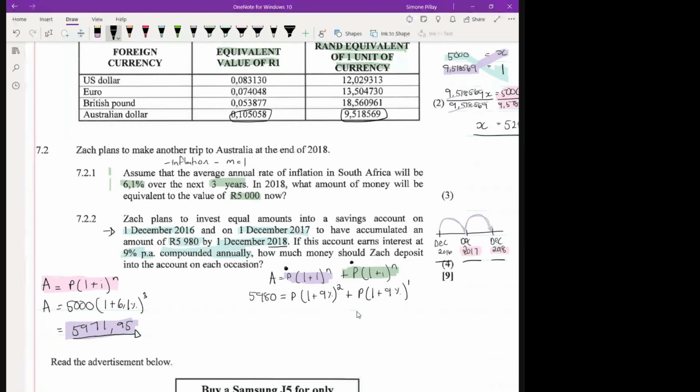So the first thing I want to do is almost factorize, because I think it's going to make solving this equation easier for me. If I were to factorize, I would be taking P out as a common factor. I'm not sure if this is going to lead me to my answer, but let's see how it goes. I'm taking P out as a common factor, and I'm going to have a bracket in here: 1 plus 9% squared plus 1 plus 9% to the power of 1. Okay. Do we all understand what I just did there? How I took P out as a common factor?